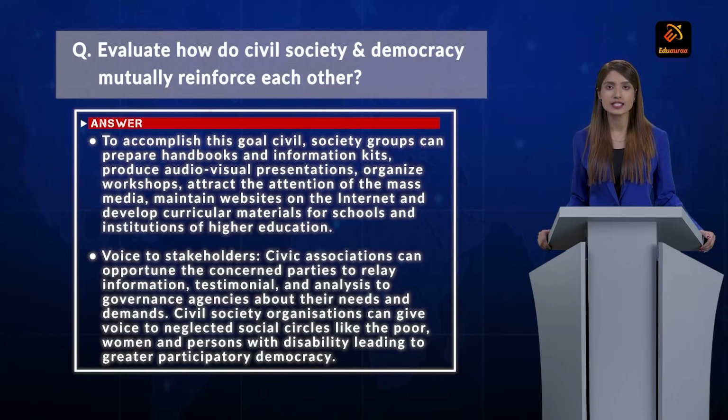Civic associations can enable the concerned parties to relay information, testimonials, and analysis to government agencies about their needs and demands. Civil society organizations can give voice to the neglected social circles like the poor, women, and persons with disability, leading to greater participatory democracy. Third function it can perform is policy inputs.